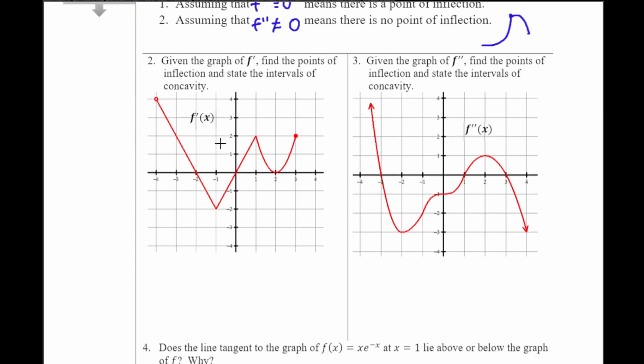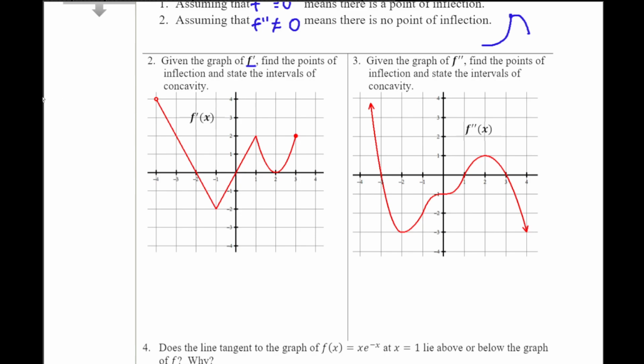Questions 2 and 3 here are very common kinds of questions they might ask you on the AP exam. Actually, they will ask you questions like these. These come up every single year. So given the graph of f prime, see question 2 is f prime, find the points of inflection and state the intervals of concavity.